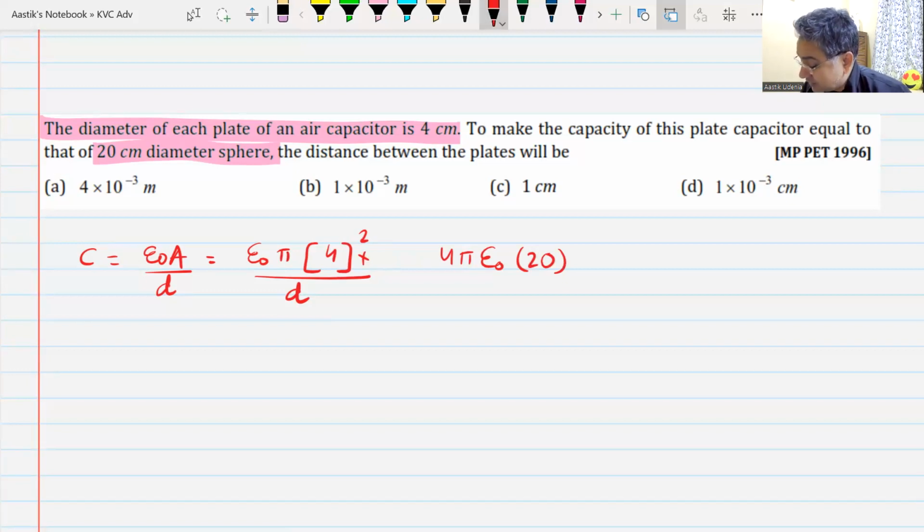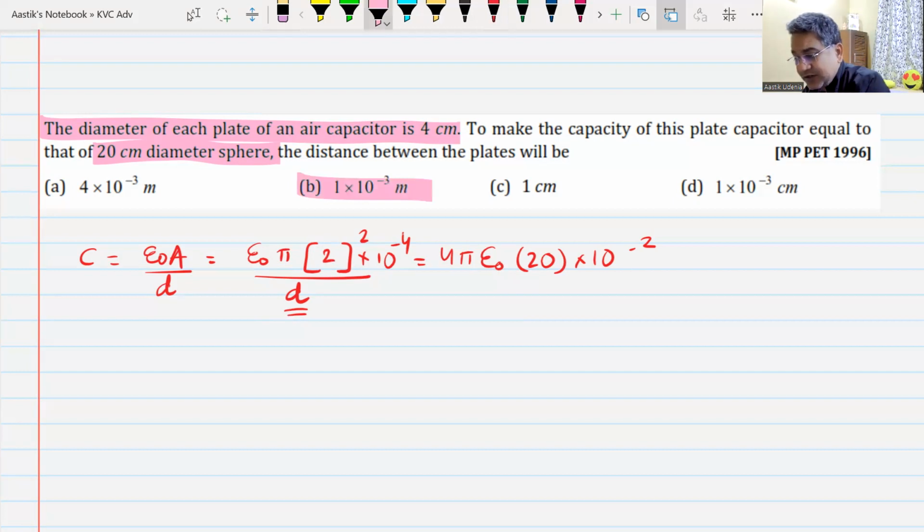So you have to use the correct units, you know, centimeter square. So this will be 10 raised to the power of minus 4. And this will be 10 raised to the power of minus 2. From there, you will get the value of D. Yes? You have taken diameter instead of radius. Okay, I have taken diameter. Sorry. Pi into 2 square. I did not see it. Solving this, you should be able to get the answer. And the answer I think you are getting is 1 into 10 raised to the power minus 3.